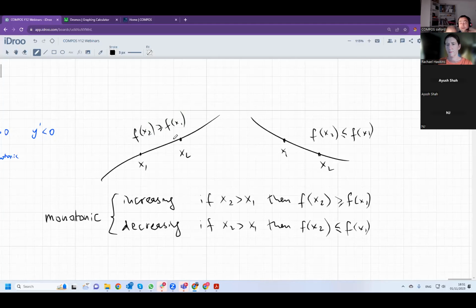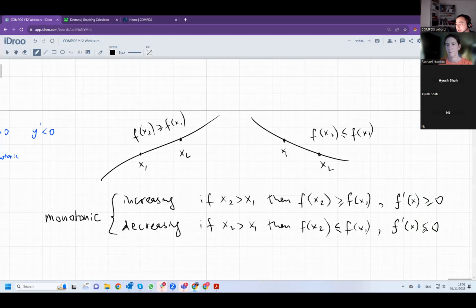The consequence of a function being monotonic is that the derivative of the function is greater than or equal to 0. And for a decreasing function, the gradient, the derivative, is less than or equal to 0. Does that make more sense?